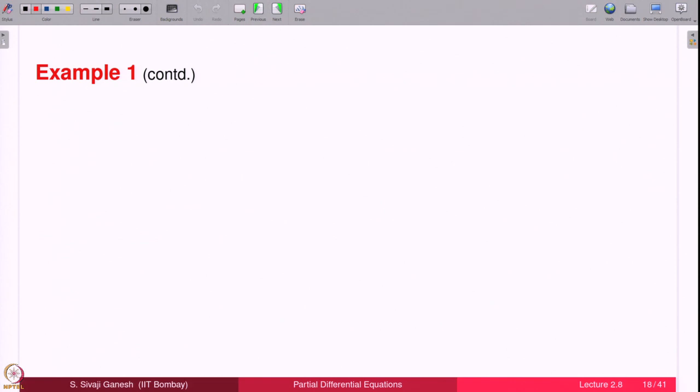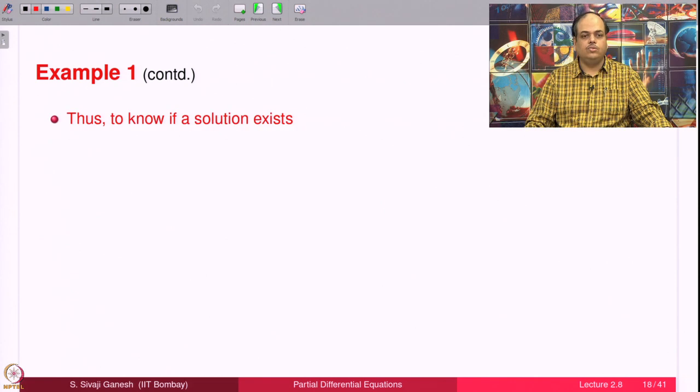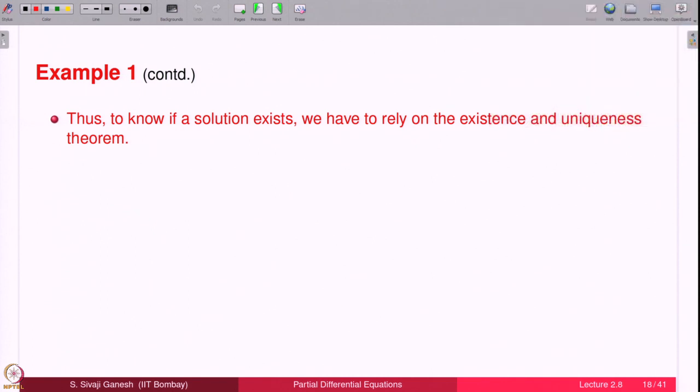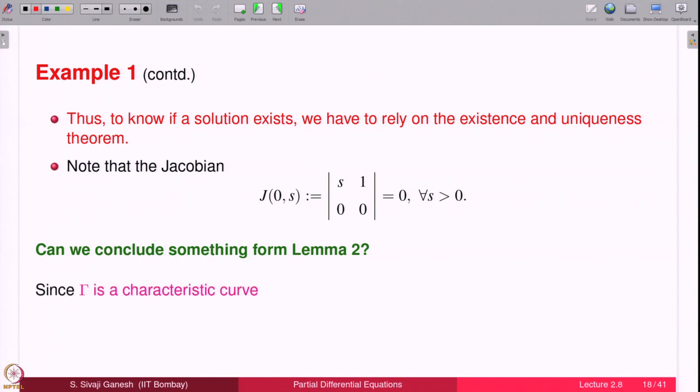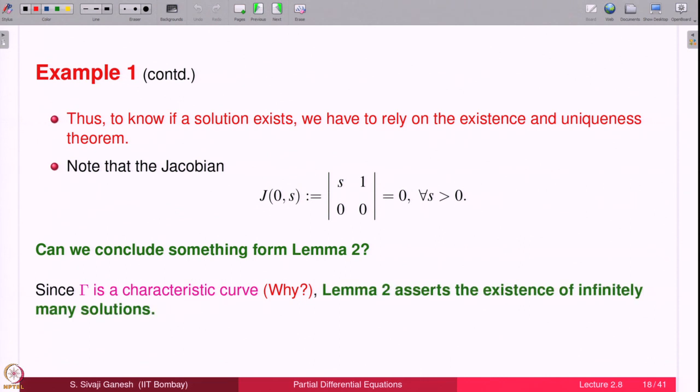So, let us go through the theorem. To know whether a solution exists or not, we have to rely on the theorem. Look at the Jacobian, that is 0 everywhere. So, I cannot apply the theorem. So, anything can happen. Now, can we conclude something from Lemma 2? Gamma is a characteristic curve, one can check. It just means one more thing you have to check: what is the tangential direction to gamma and what is the characteristic direction at this point? Both will be proportional. Please check that. Then Lemma 2 asserts the existence of infinitely many solutions.